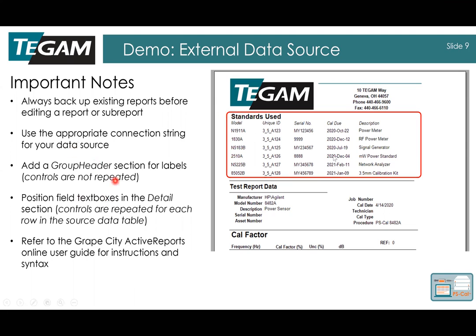And then text boxes are used in the detail section of the report. Those are the ones that repeat. So that's all of these guys here. All of those will repeat based on however many records you have in your data source.